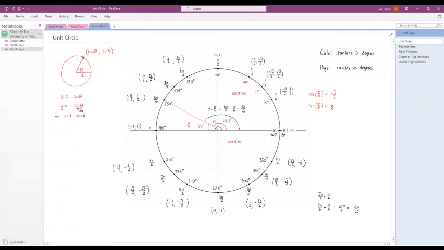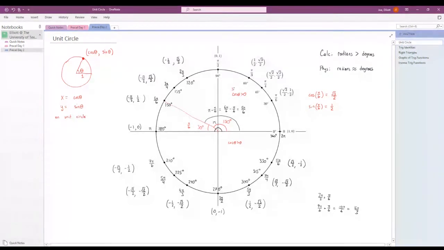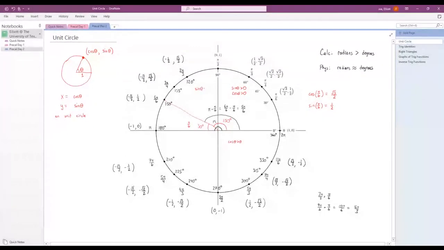But sine is the y coordinate, and y is positive in the upper half. So that means it's in these two quadrants where sine is going to be positive. Okay. So you can keep track of where each of them are positive or negative just by thinking about how they're the x or the y coordinate.